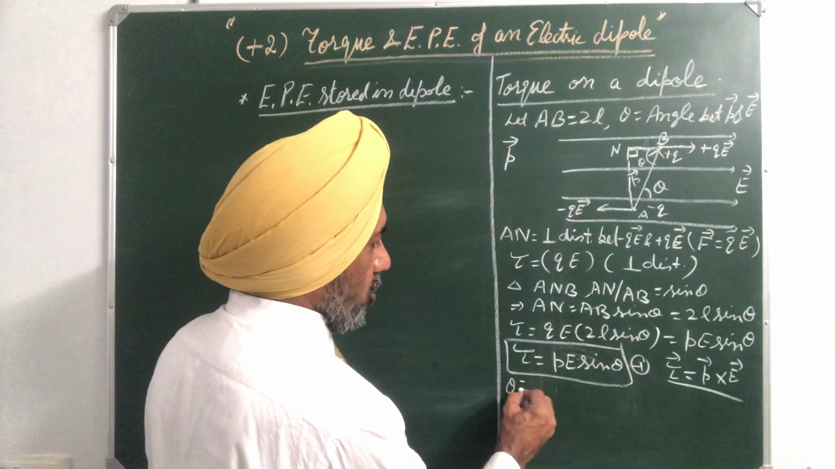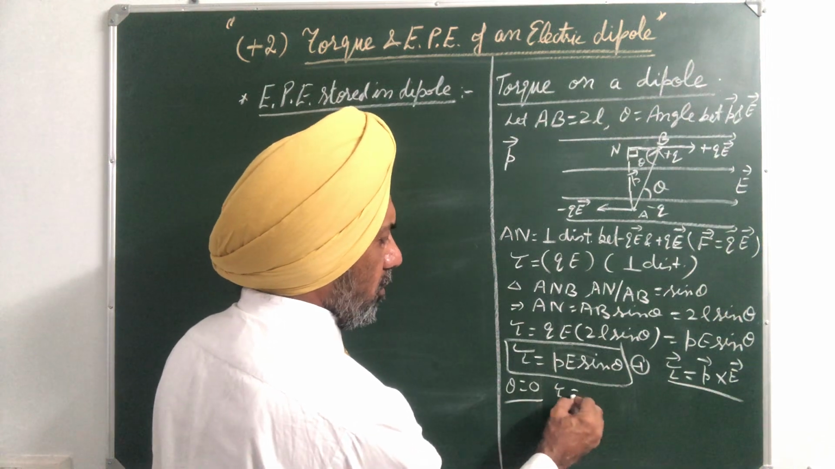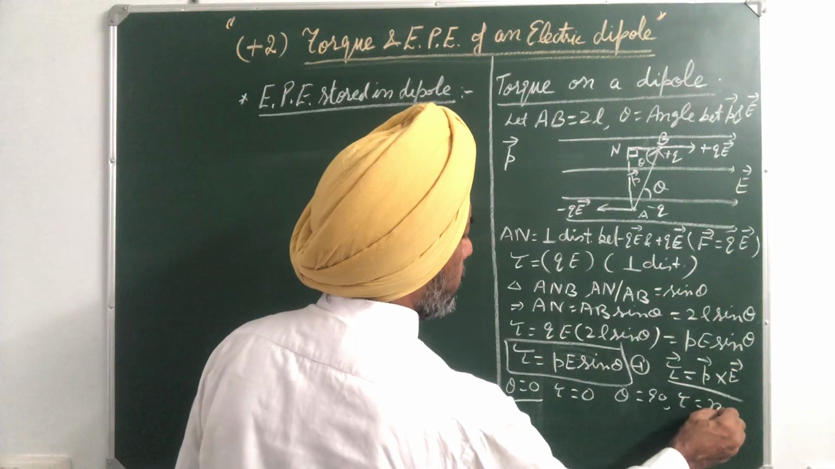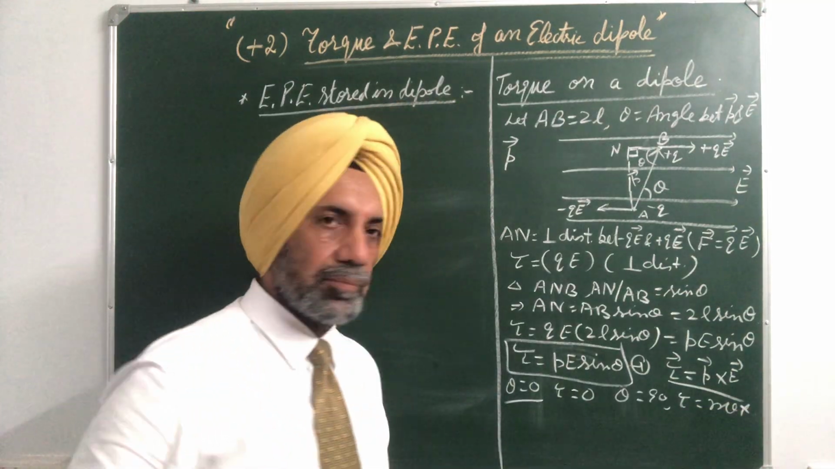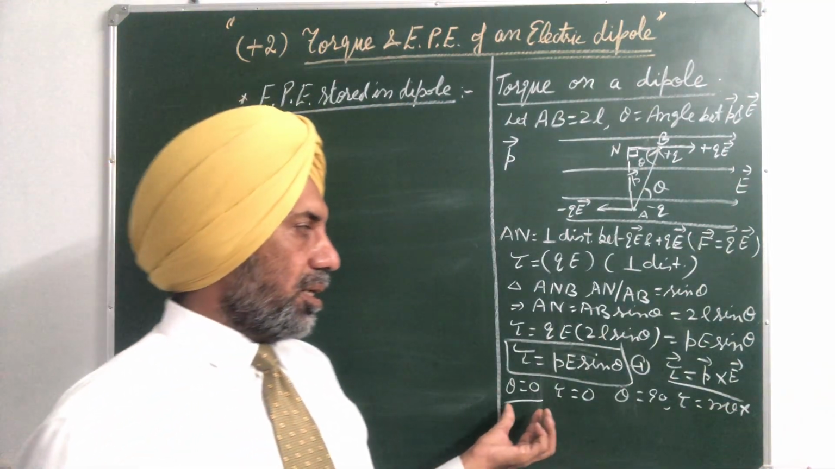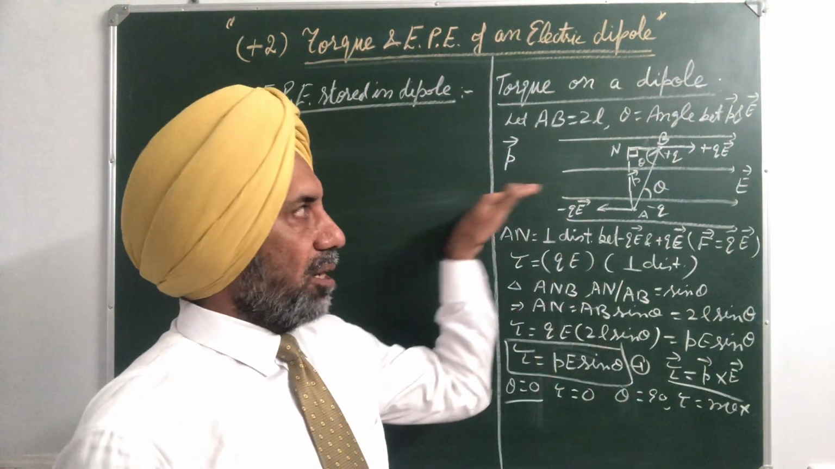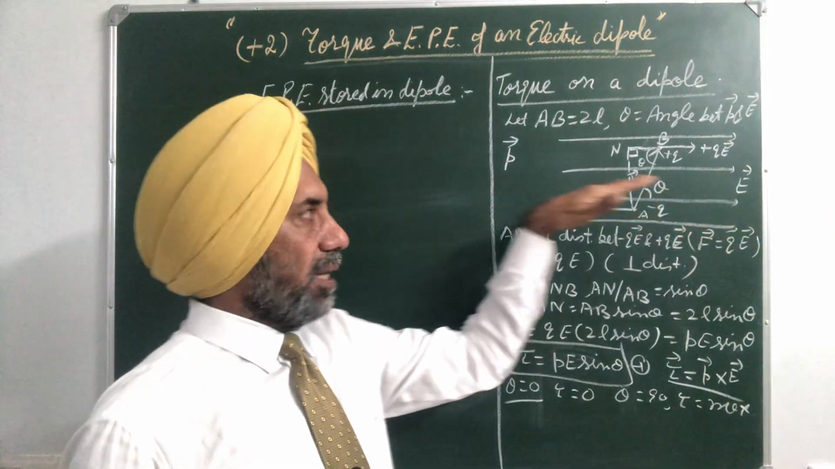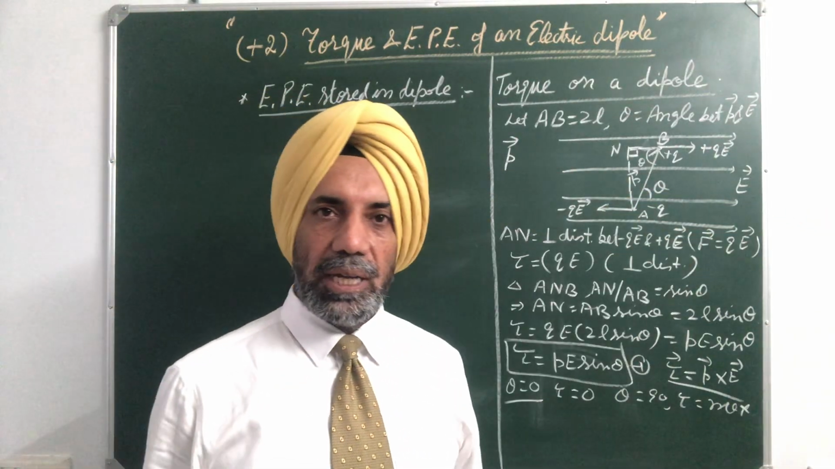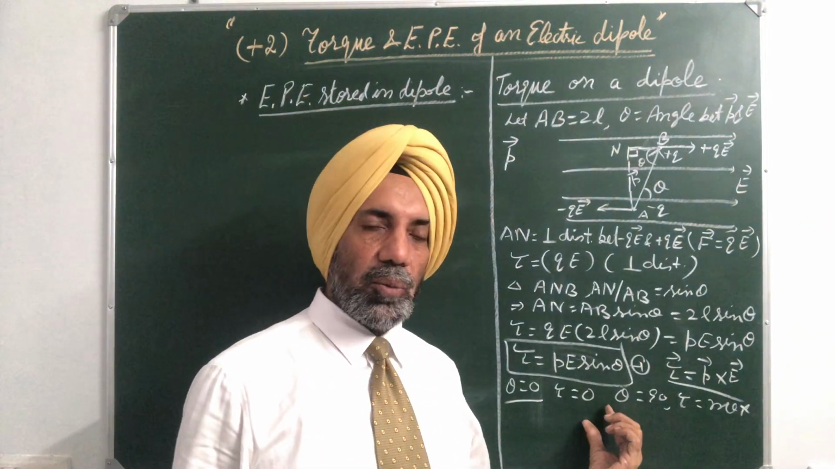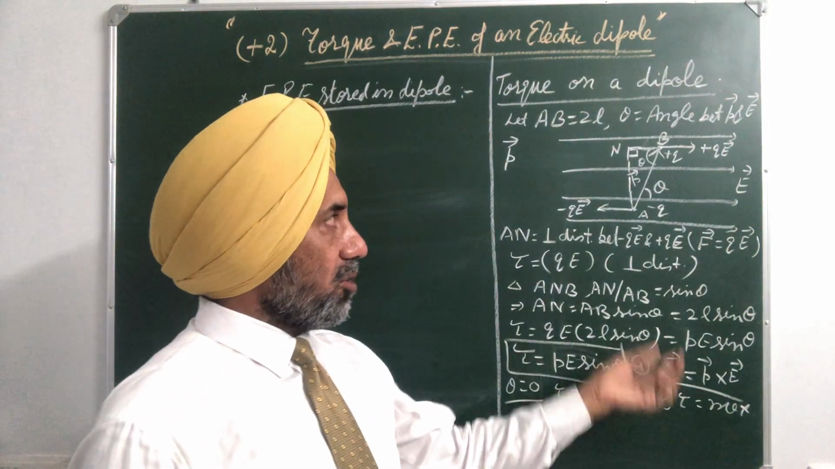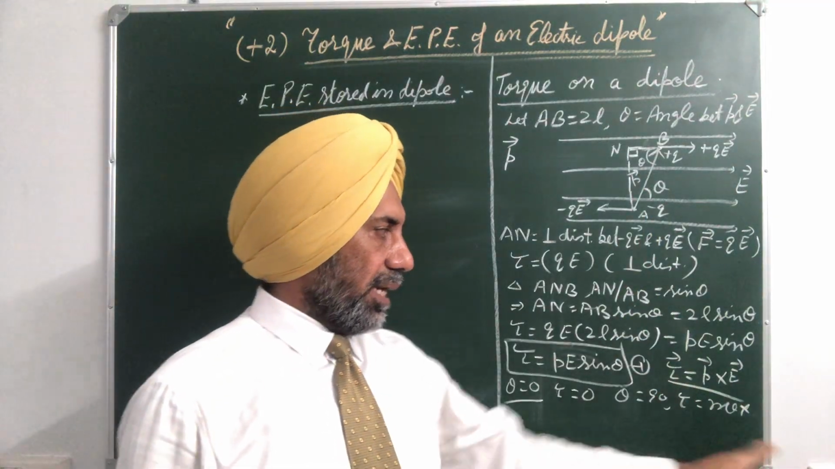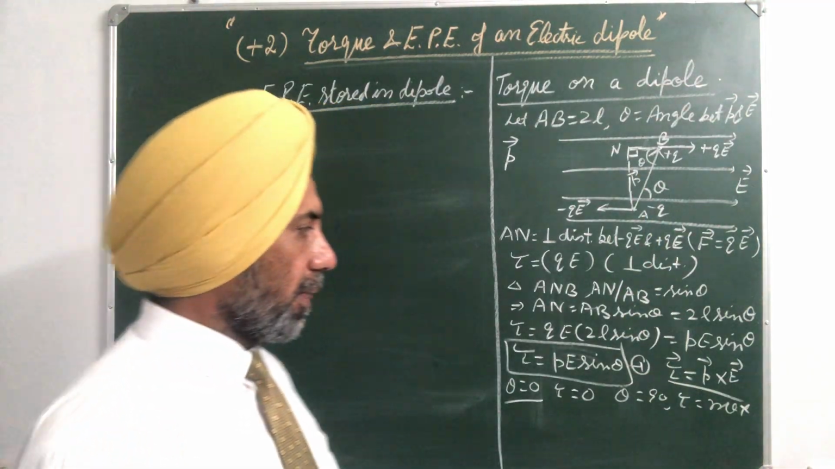So if theta is equal to 0, tau is equal to 0. Theta is equal to 90, tau is maximum. It means when the dipole lies along the direction of the electric field, that is the angle between P and E is 0, then torque is 0, minimum. And when theta is equal to 90 degrees, the dipole lies perpendicular to the electric field, then torque is maximum.